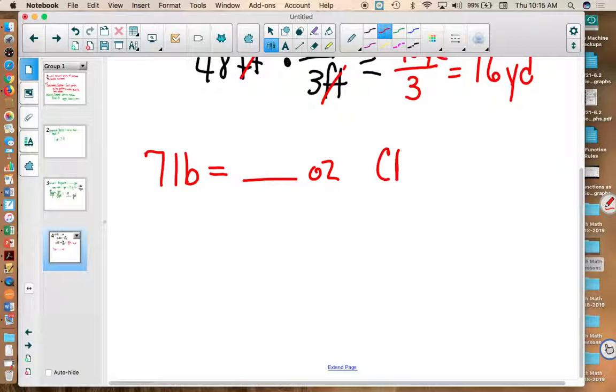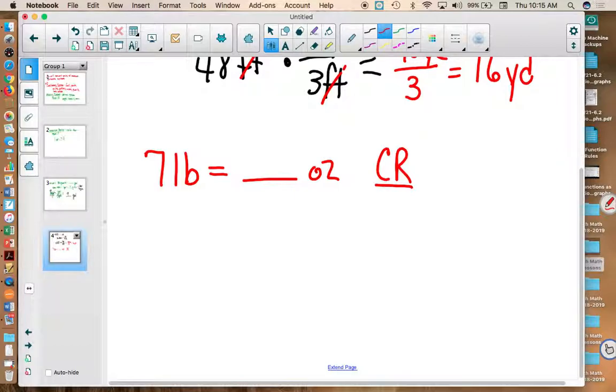What is the conversion rate? We're going to use the abbreviation CR. What's the conversion rate? So 1 pound equals how many ounces? How many ounces are in 1 pound? 16. Okay?